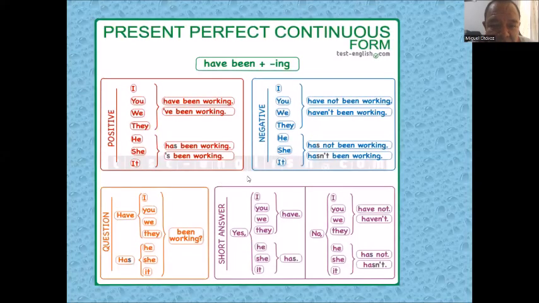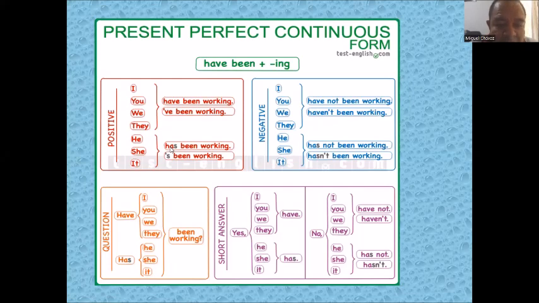Let's see then, the first thing about this tense. We are going to check the elements that we need to form the positive, the negative, the question, and the short answers. As you know, in the present perfect, we use the auxiliaries have and has.